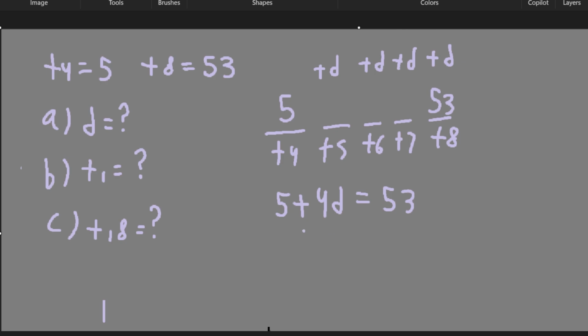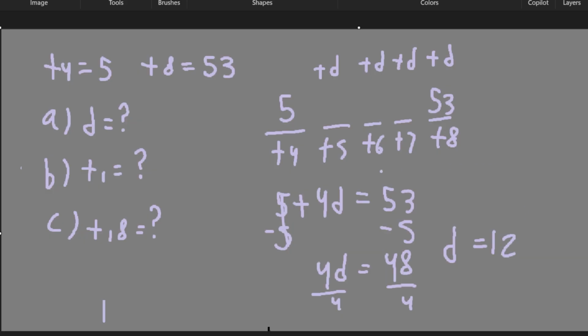Okay, this is so easy. Minus 5, minus 5. Divide both sides. d is going to be equal to 12. Okay, now we have solved this.